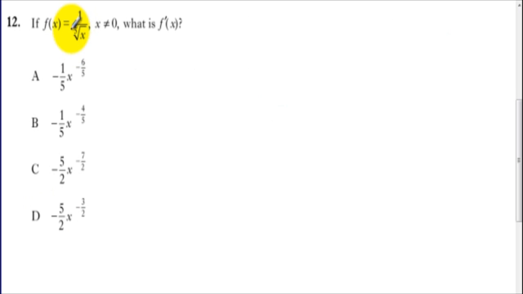Before we can differentiate f of x, we have to change the form of this. So f of x is equal to 1 over, now the fifth root of x is x to the power 1/5. Still can't differentiate, but we can take this up to the top. When we take it up to the top, it becomes x to the power negative 1/5.